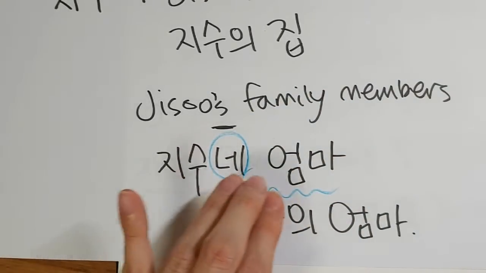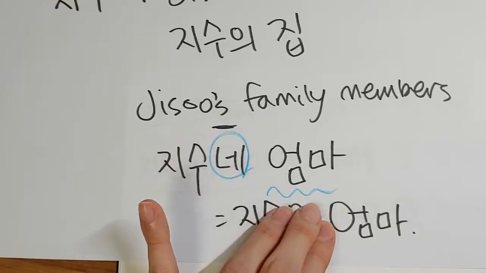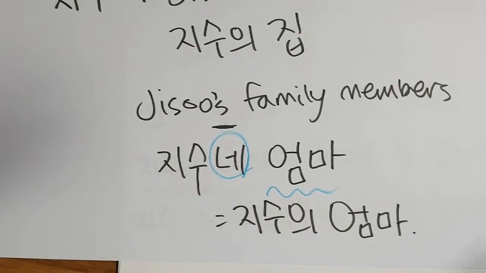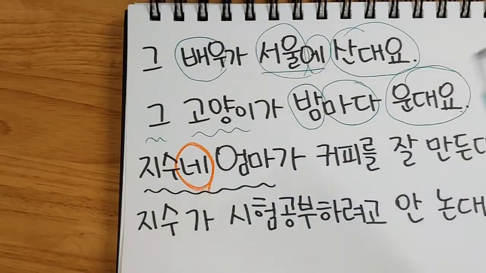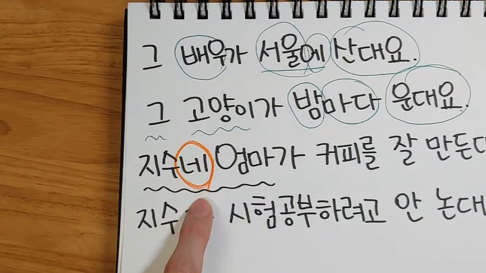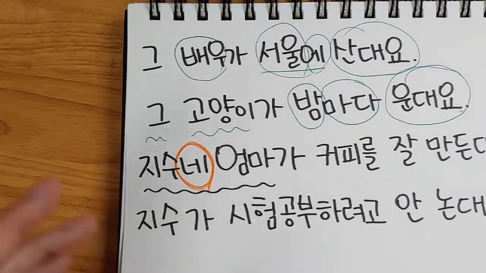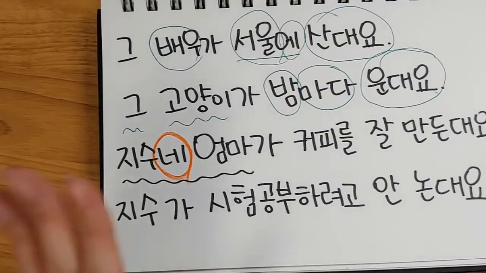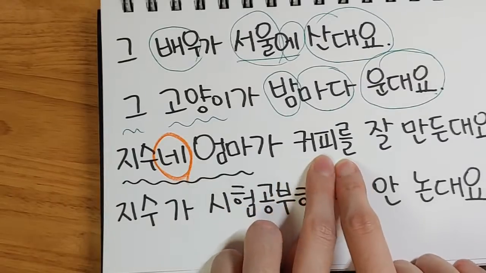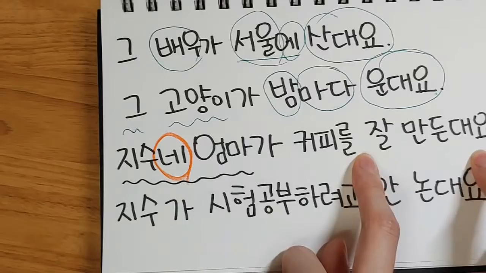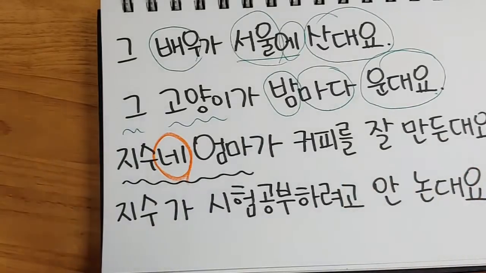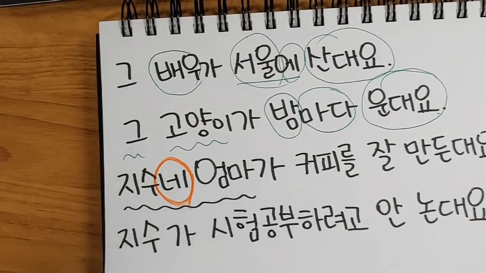So you can say 지수네 엄마, 지수네 언니, Jisoo's sister, when you're talking about someone else's family. So 지수네 엄마 means Jisoo's mother. 네 is a very colloquial expression or particle that you can remember. So Jisoo's mom, 커피를 coffee, 잘 well, 만든대요. I hear she makes, right? I hear Jisoo's mom makes good coffee.